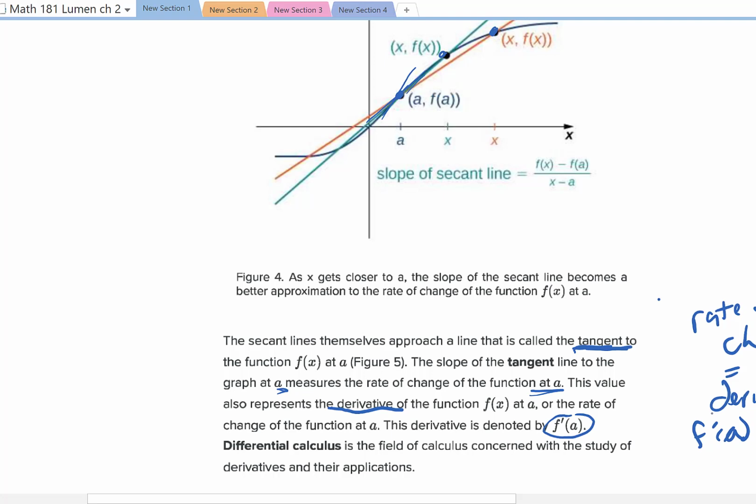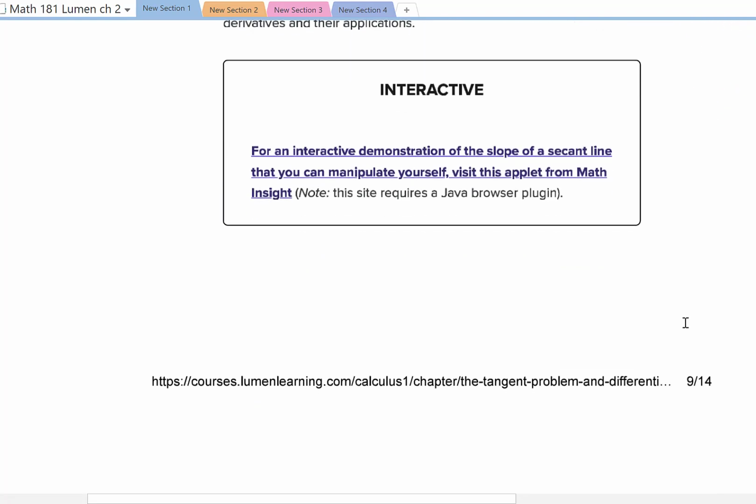Differential calculus is the field of calculus concerned with the study of derivatives and their applications. So that's actually going to be, we're in chapter 2, that's a chapter 3 topic, but we're getting some of the groundwork for that now, so you see where we're going to be going with this.